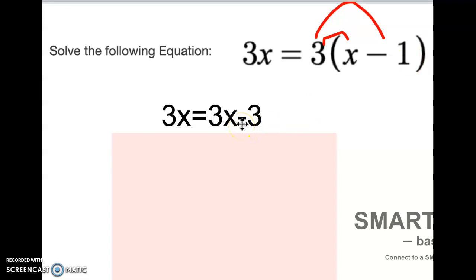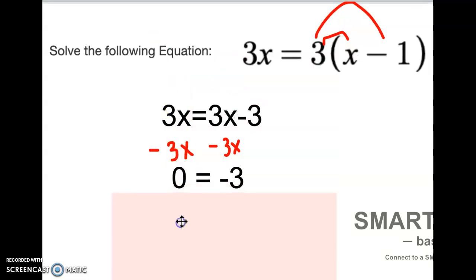Now remember, we want to get all of our x's on one side of the equation. So the 3x that's over here on the right-hand side of the equation, I want to move it to the left-hand side. So to undo adding 3x, we're going to subtract 3x from both sides. When we do that, 3x minus 3x is 0, and on the right-hand side, we're left with negative 3.